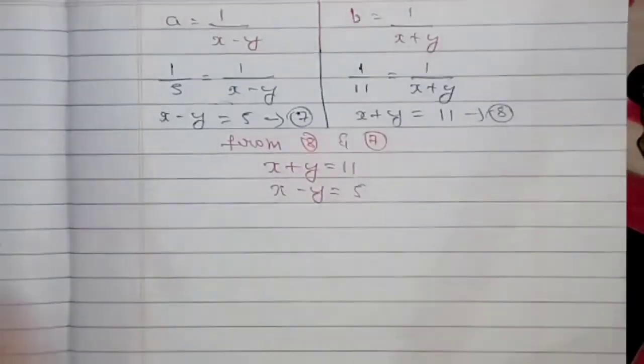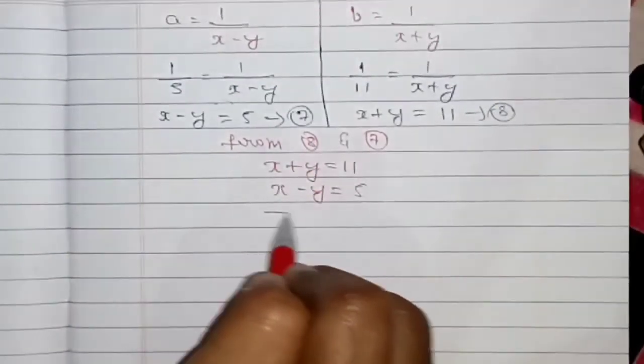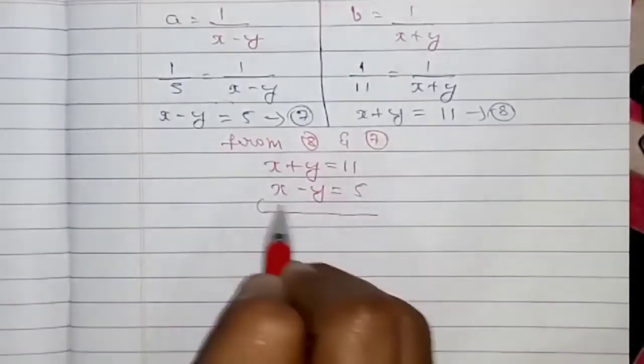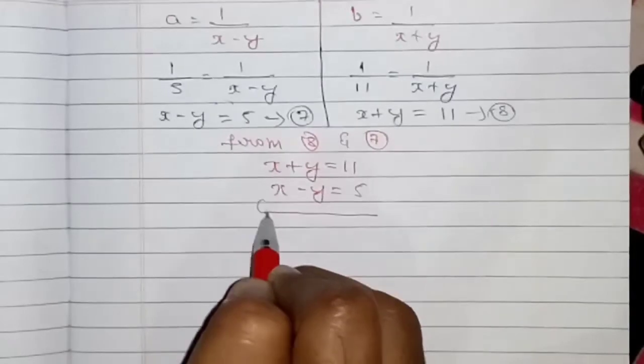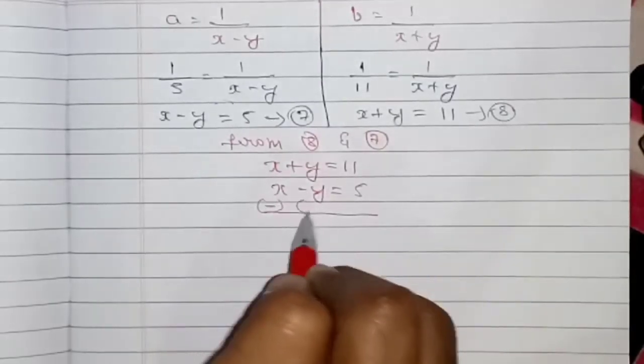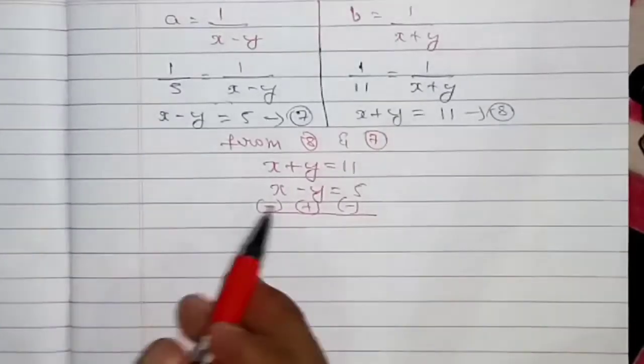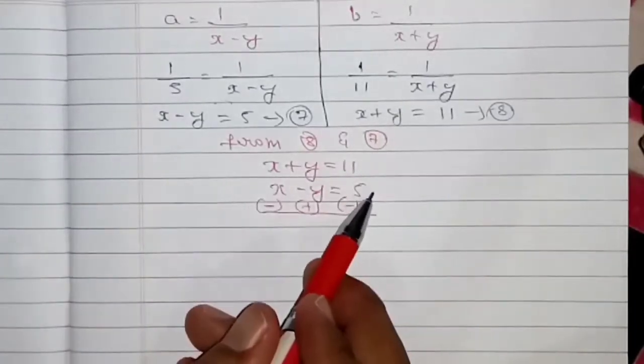Now I'll use the elimination method, children. Now change the symbol. Here plus is there. Just observe the second equation symbol. This one, plus is there. It will become minus. Here minus is there. It will become plus. Here plus is there. It will become minus. Now you need to neglect the middle symbol.